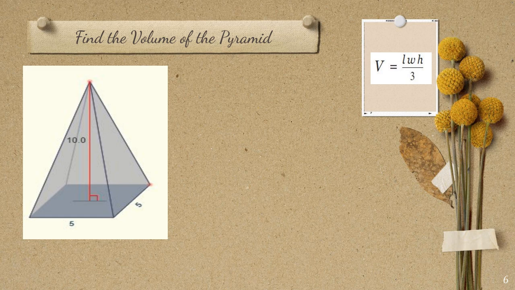So starting out, we are asked to find the volume of the pyramid. For this one, it has a square base. So I'm going to use the equation volume equals length times width times height divided by 3. So I need to find my length. My length is 5. My width is also 5. And then my height is 10. So I have 5 times 5 times 10. And then I divide by 3.